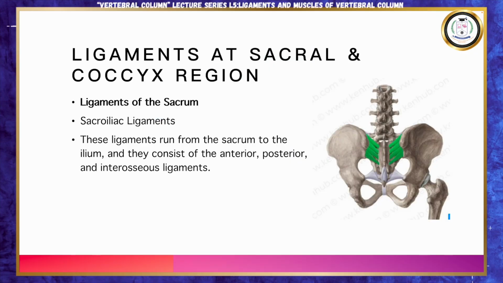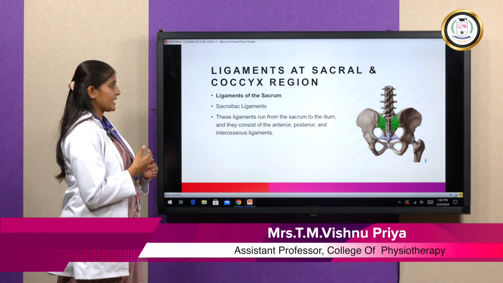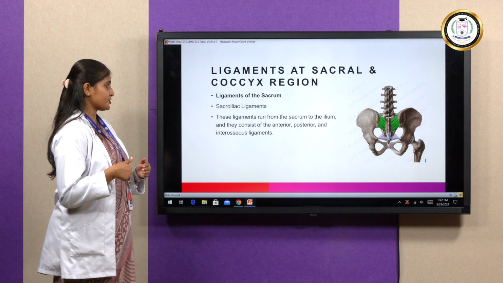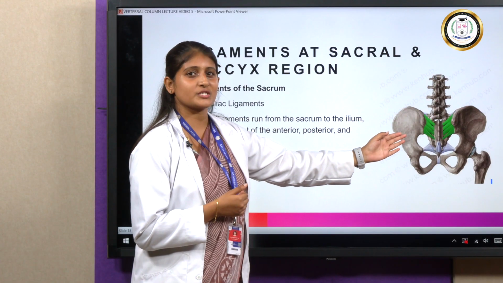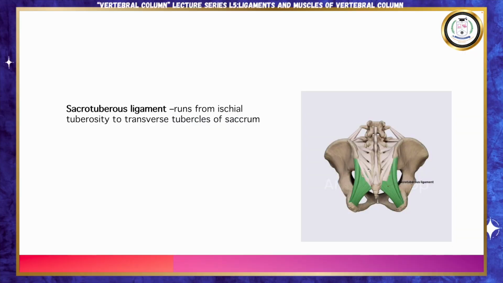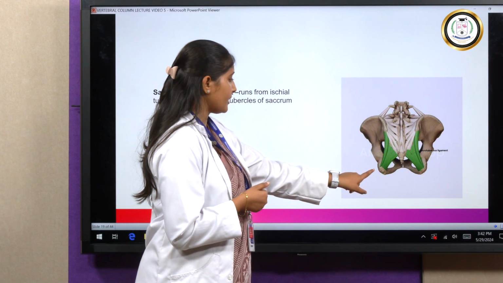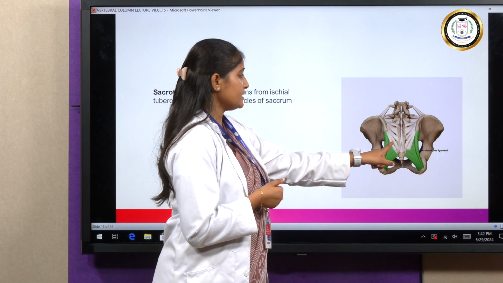Okay. Next, we will move on to the ligaments at the sacral and coccygeal region. The first ligament present at the sacrum is the sacroiliac ligament. These ligaments run from the sacrum to the ilium, and they consist of anterior, posterior and interosseous ligaments. So, here we are seeing the posterior sacroiliac ligaments. Next, we have the sacrotuberous ligament, which runs from the ischial tuberosity to the transverse tubercles of the sacrum. In this image, we could see the sacrotuberous ligament running from the ischial spine to the sacrum.